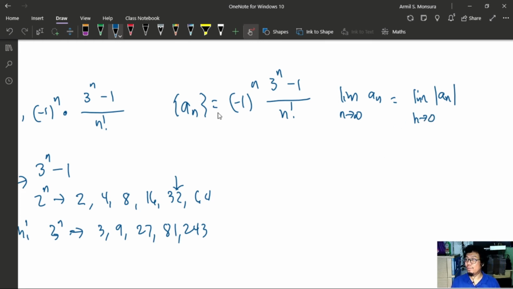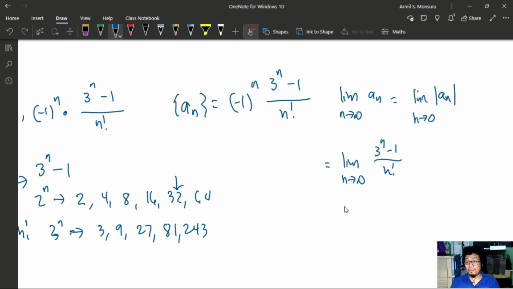So in that case, if we want to evaluate the limit of this, we simply have to evaluate the absolute value of this one. If you take the absolute value of this sequence, that simply means you have to remove the negative 1 raised to n, because this is the one that generates the sign. If you want to make this positive, you just remove this factor. So that simply means we have to evaluate 3 raised to n minus 1 over n factorial as n approaches infinity. Now here's the trick to this one.